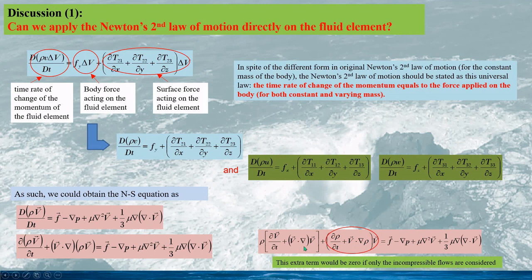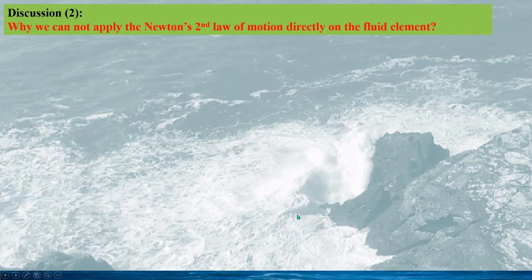If we compare this moment equation with the correct moment equation we derived before, we can see an extra term here, and this term would be 0 if incompressible flows are considered. That means if Newton's second law of motion is applied directly on the fluid element, the moment equation would not be correct for the compressible flow. This is a big question for this term.